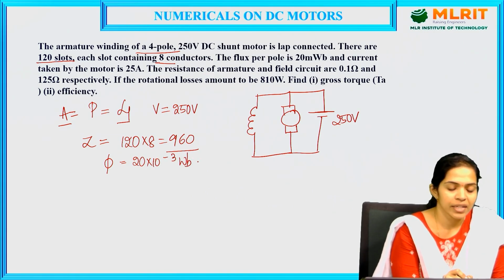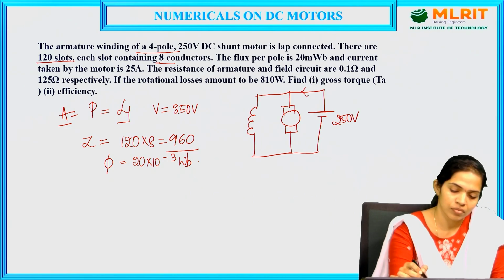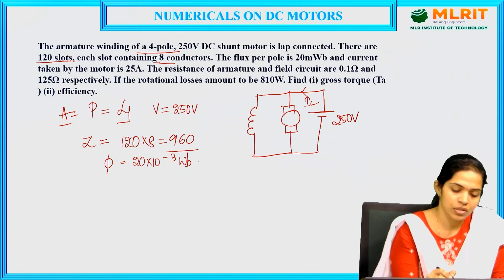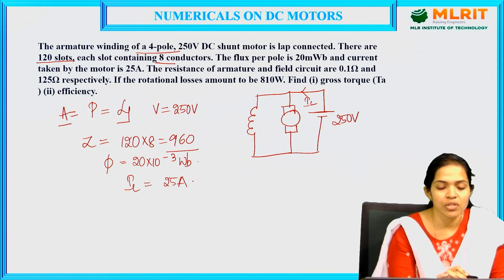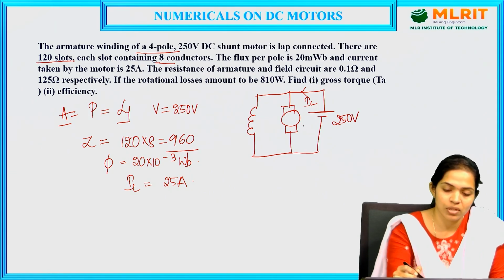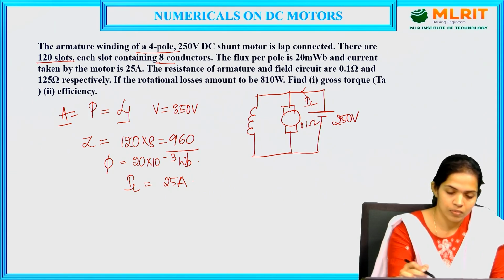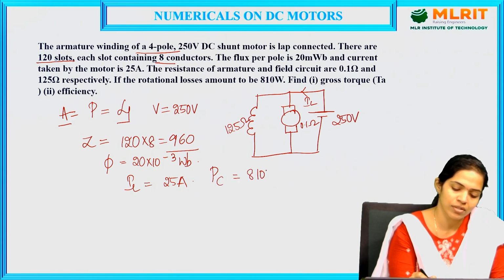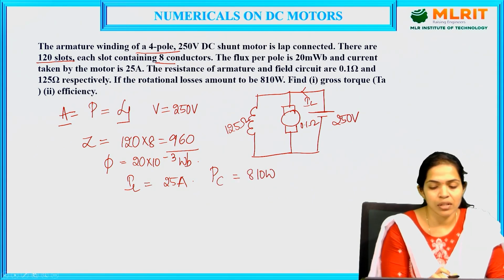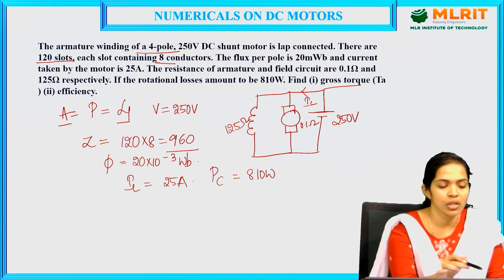And the current taken by the motor, which is nothing but 25 amperes. The resistance of armature and field windings: the resistance of armature is 0.1 and this is 125 ohms. He has given the constant losses, that is nothing but rotational losses, is 810 watts. So all these are given in the question. He is asking us to find out the gross torque and the efficiency.